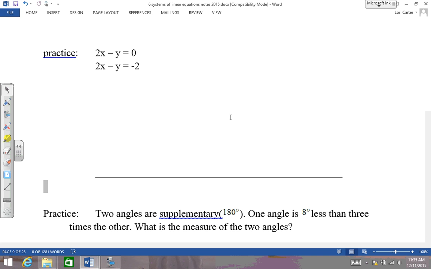Because they're parallel. What do you mean, parallel? That's because if you minus 2x with 2x, then two equations equal different answers. Is that possible? No. So they are parallel. No solution.